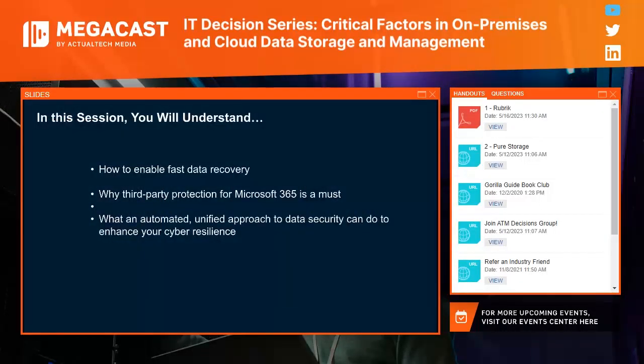Now, I want you to walk away from this session with Joe and with me really understanding how to enable fast data recovery in the event of a cyber attack or even accidental data deletion. I want you to know why third-party protection for your Microsoft Exchange, OneDrive, SharePoint, Teams is a must. And then also what an automated unified approach to having your data center, your edge, Microsoft Azure, Microsoft 365 security, what having that unified visibility can do for your cyber resilience.